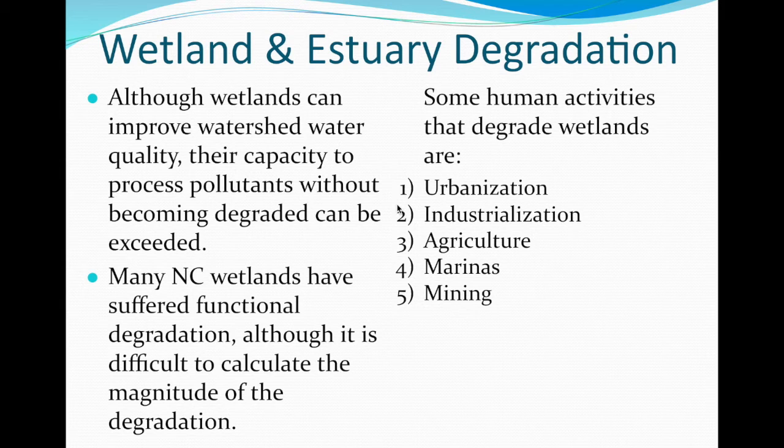So wetland and estuary degradation. We're talking about basically getting rid of them. They're starting to go away. All right, so they're starting to degrade because of urbanization, us building houses, shops, stores, factories, anything like that. Also agriculture, so farmland, areas for animals to roam, cows, anything like that. Agriculture, marinas, mining. Mining also takes up a lot of that land because of certain resources from there.